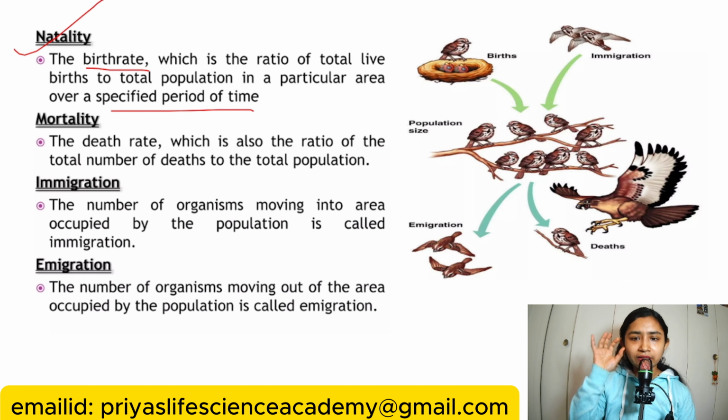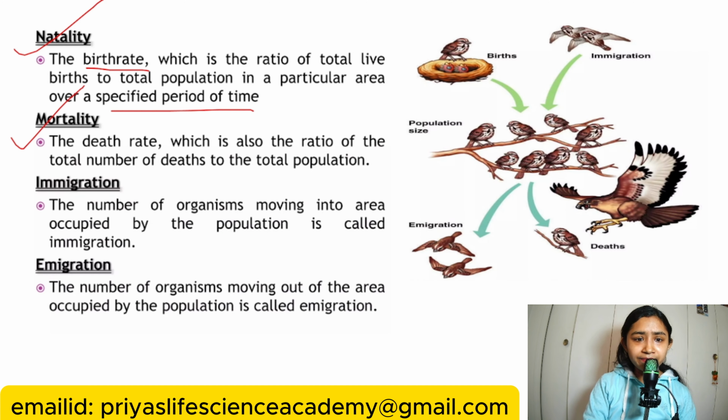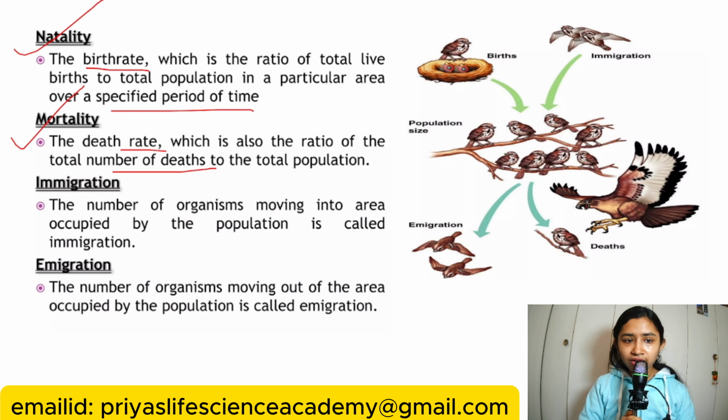So this is how to take out the natality, that is the ratio of total live births to the total population size. Now, what is mortality? The death rate, which is also the ratio of the total number of deaths to the total population size. So total number of deaths divided by total population size is the mortality or death rate.